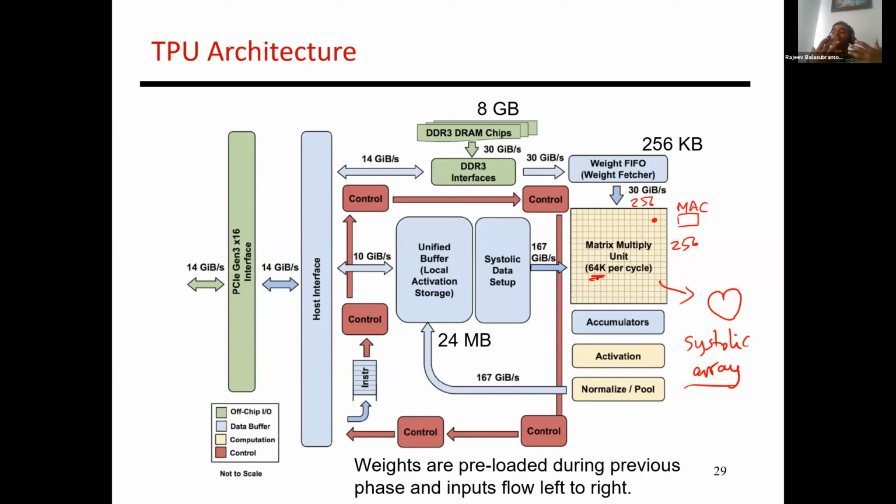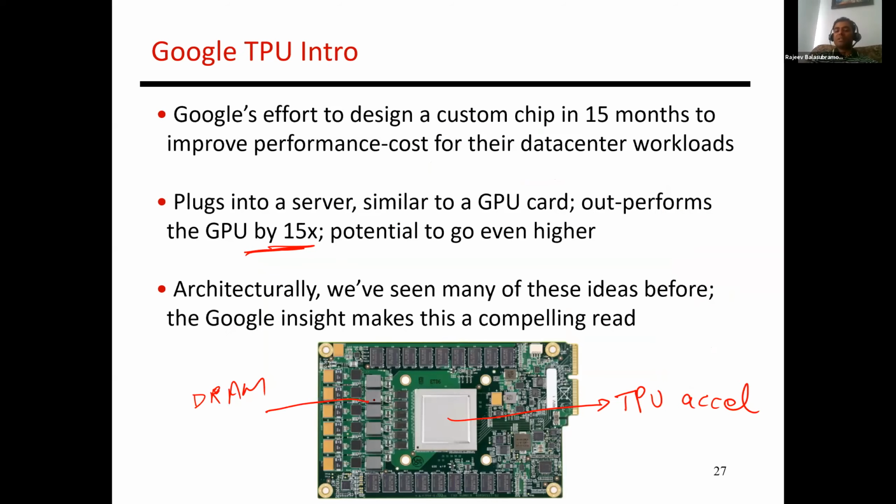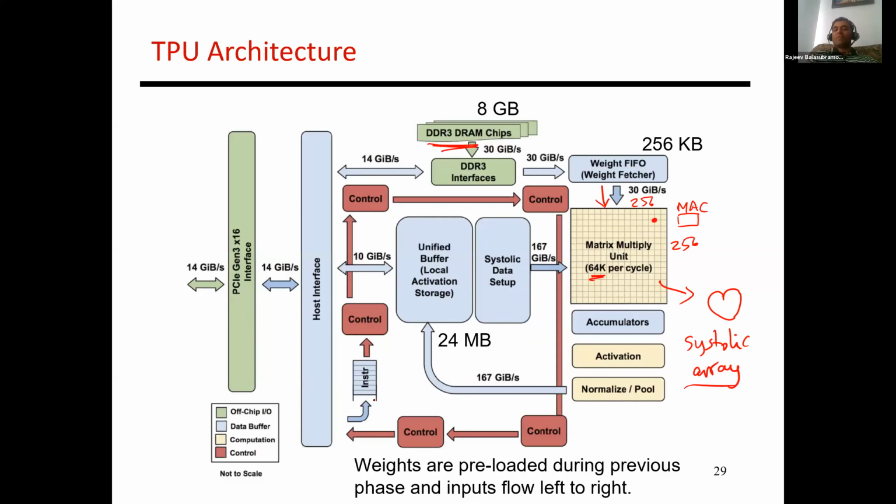Now I have to feed this matrix multiply unit with weights and with the input feature maps. The weights come in from up here. They are fetched from external memory. In the slide, I showed you that you have DRAM connected to this accelerator, these DRAM chips, about 8 gigabytes of them. And this is the bandwidth.